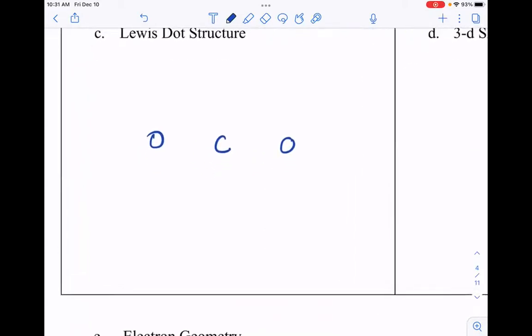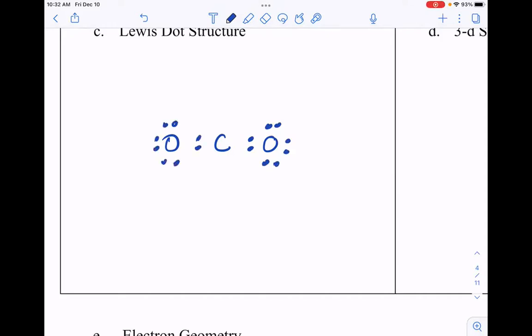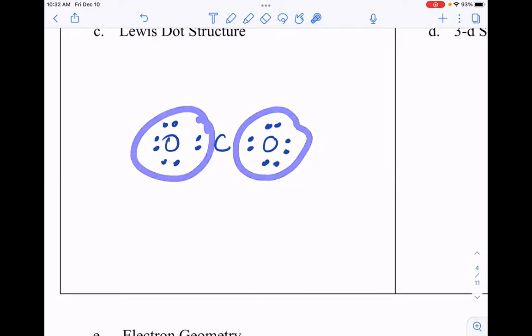Okay. And so since we're not dealing with hydrogen, how many electrons do we have to place on each oxygen? 8. And so we're going to go ahead and put in 2. Let me move the oxygen slightly closer here. So we're going to put in 1, 2, 3, 4, 5, 6, 7, 8. And so I've filled the valence shell for oxygen. I have an octet.